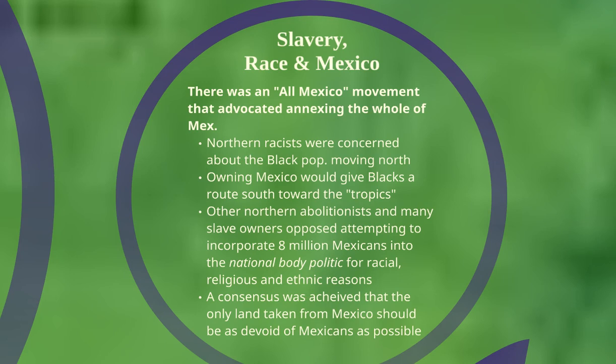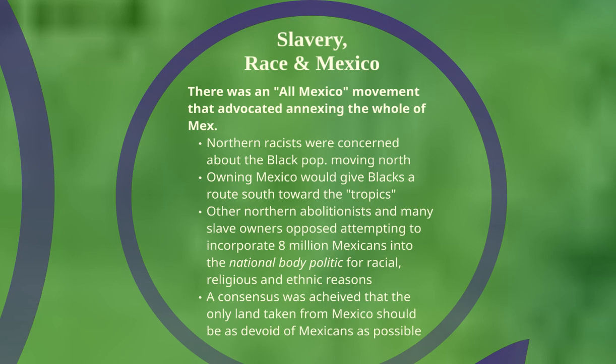So there was a concern: if the United States annexed the entire country of Mexico, what would that do to our Anglo-Saxon population? One concern was that owning Mexico would give blacks a route south towards the tropics instead of encouraging them to move north into the northern cities. Other northern abolitionists and many slave owners opposed attempting to incorporate 8 million Mexicans into the national political body for racial, religious, and ethnic reasons. A consensus was achieved that the only land taken from Mexico should be as devoid of Mexicans as possible.